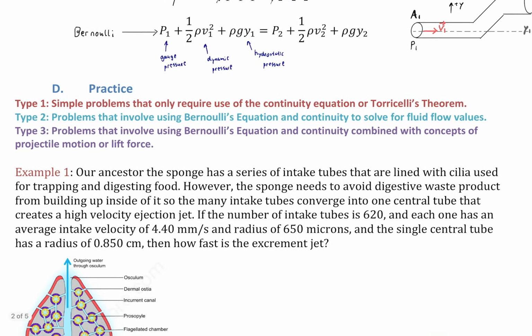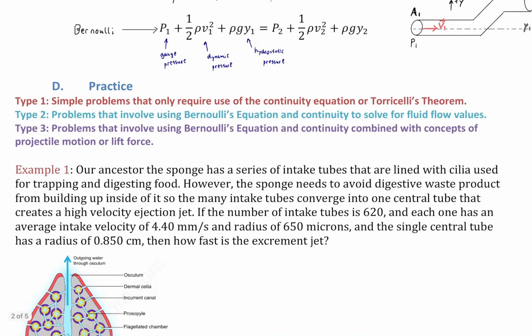Okay, a few types of problems, 3 types. So type 1 are quite simple. Simple problems that only require use of the continuity equation or Torricelli's theorem, right? So we don't need the Bernoulli idea at all. There's going to be no pressure involved. Type 2, problems that involve using Bernoulli's equation and continuity to solve for fluid flow values, okay? That's kind of the typical one.